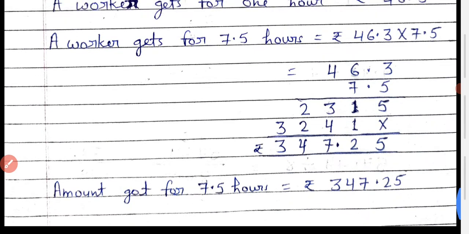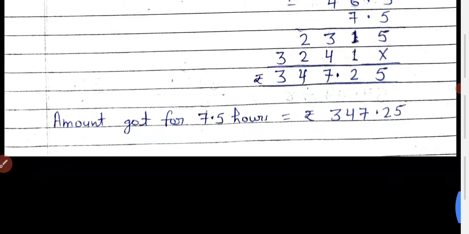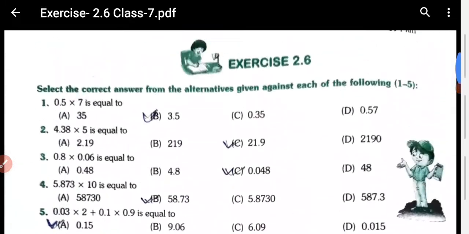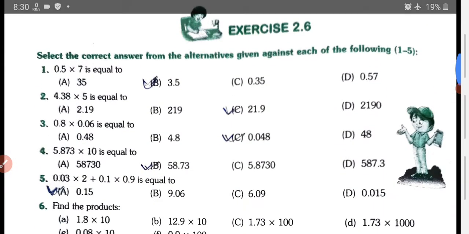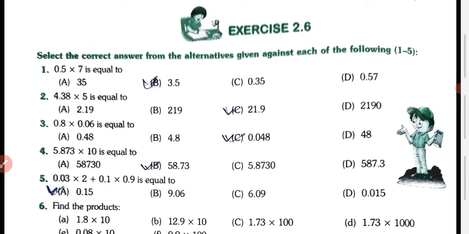So you have to write here, the amount got for 7.5 hours is equal to rupees 347.25, and it is your final answer. So if you have any doubt in any question of exercise 2.6, you can ask me now, and the remaining questions of this exercise which I did not explain here, you have to do as homework. Thank you.